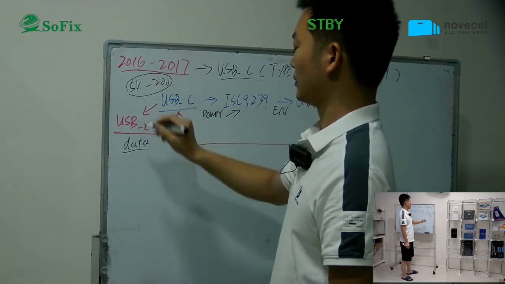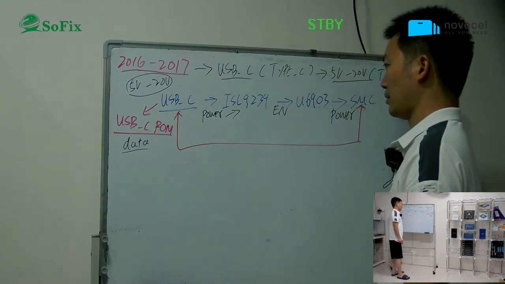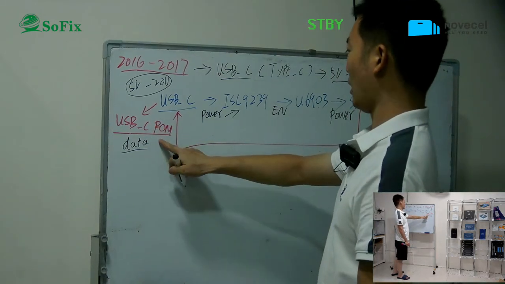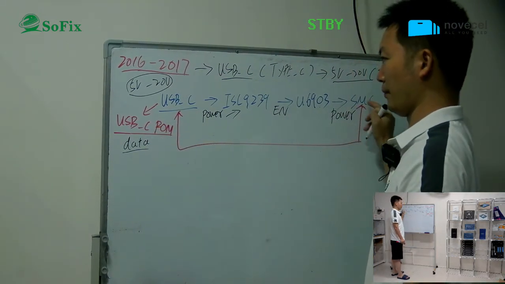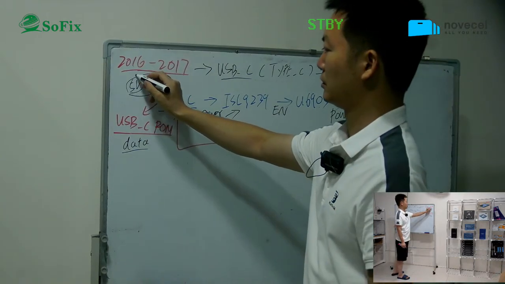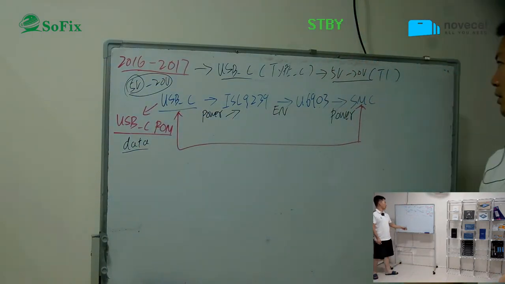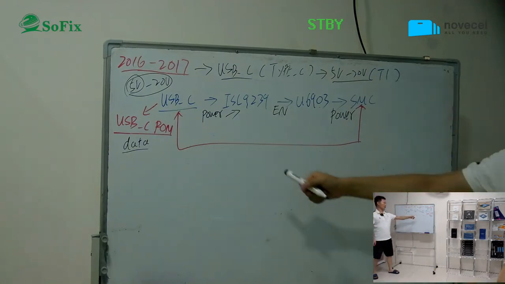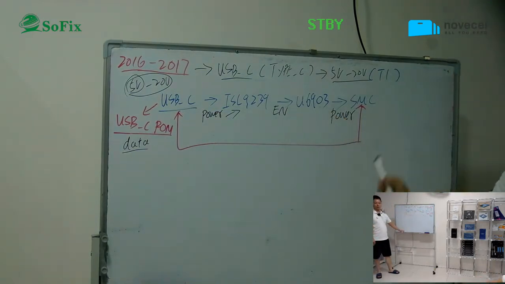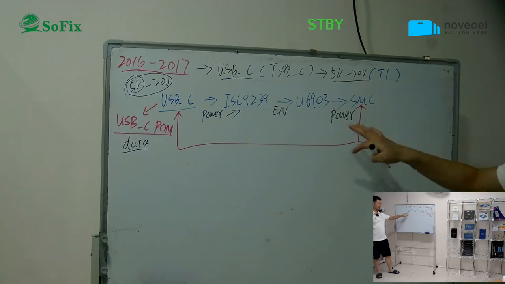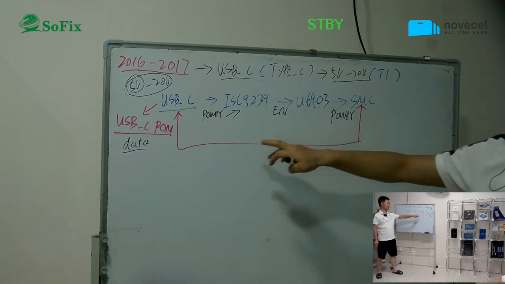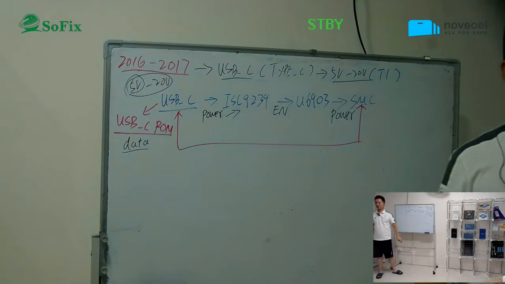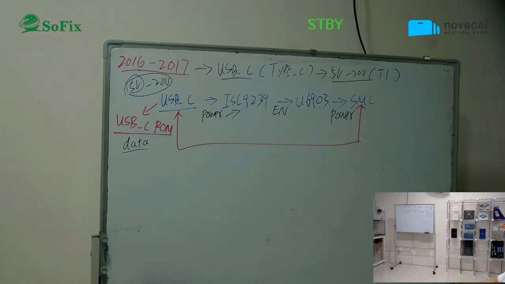So a lot of the problem is the USB-C ROM data or the SMC not working, so just the 5 voltage. To repair the T1 model, you match the 1, 2, 3, 4, to see the working condition, and check the USB-C ROM data. So this is about the T1 model, T1 socket.